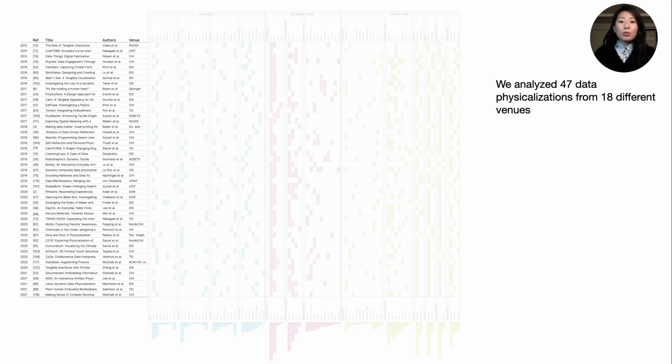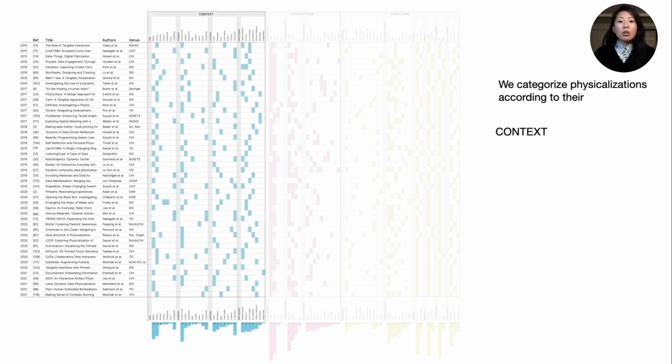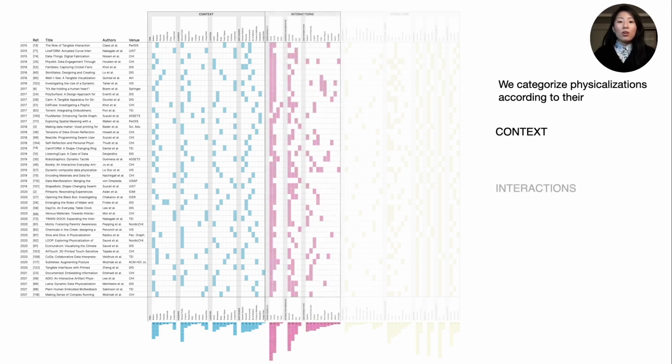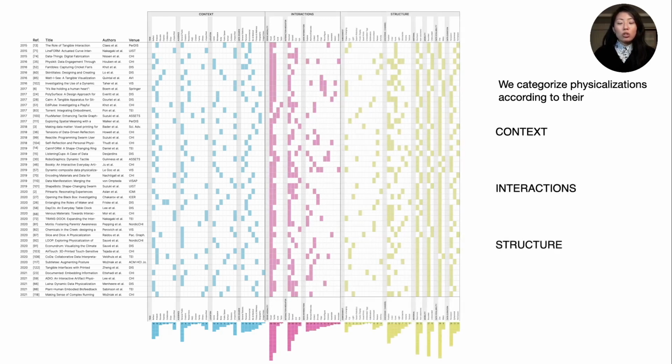From the final corpus, we analyze these 47 physicalizations, where we derive 13 design dimensions housed under three facets. Context, which aims to understand the physical, social, analytical frames a physicalization is addressing in addition to its end-user consideration. Interactions, to understand the dialogue between the user and the physicalization. And lastly, structure, to understand how data is physically embodied and encoded, including its overall form and materiality.